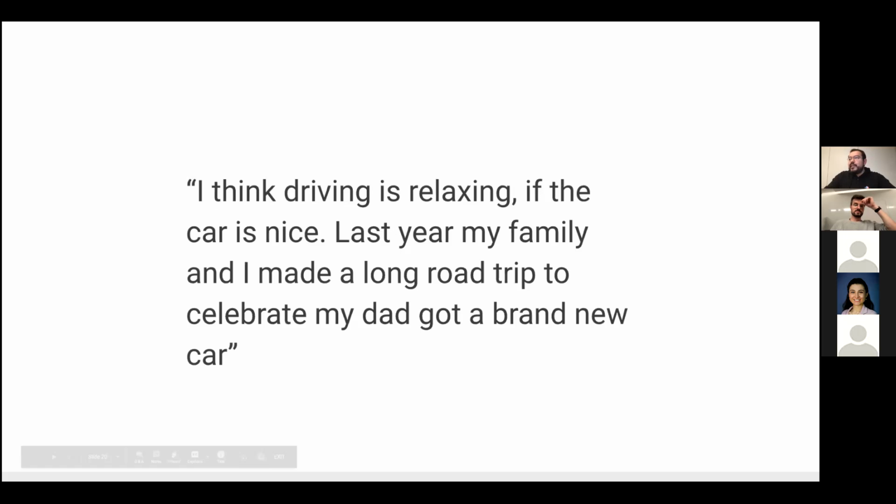And the last one was pretty split, so 45, 55. I think driving is relaxing if the car is nice. Last year, my family and I made a long road trip to celebrate my dad got a brand new car. So this one I would say is a behavior. You can actually place it in a timeline. It was last year. And you can definitely see who are the people taking part in this behavior. In this case it was the participant and his family. Cool. So that was pretty fun. Thank you for taking part.